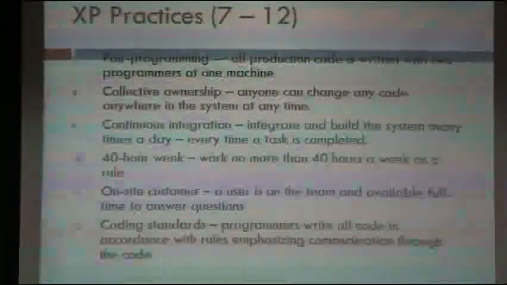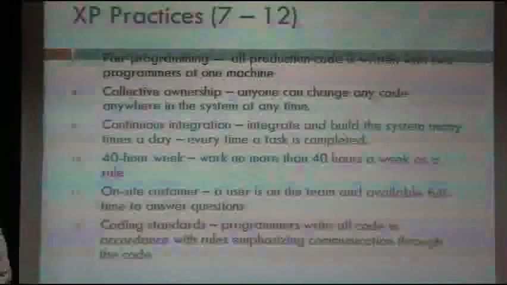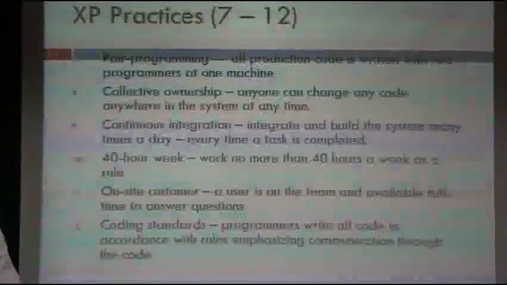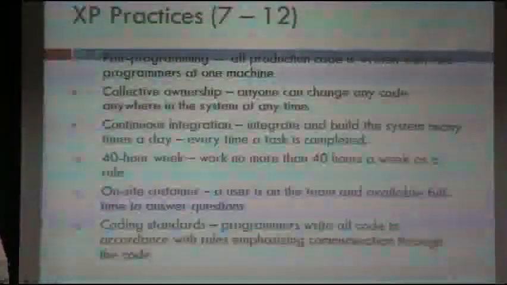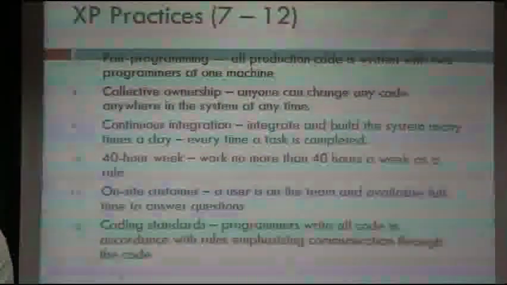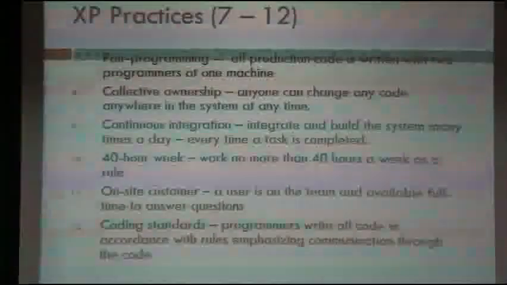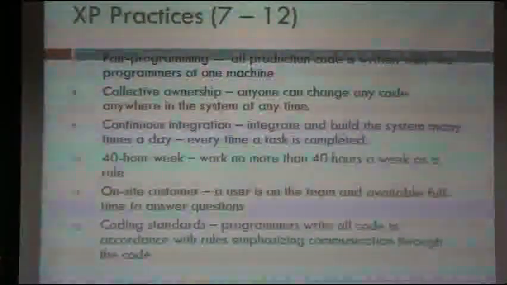And coding standards: programmers write all code according to the rules, emphasizing communication through the code. There are no separate documents. The programmers can interact through the coding, so the coding standards should be followed.